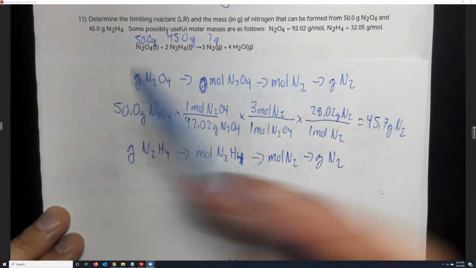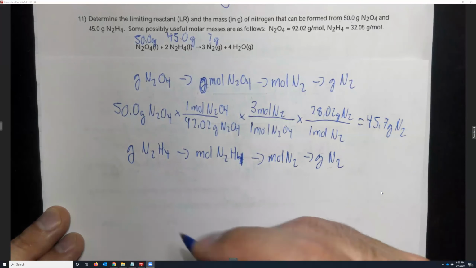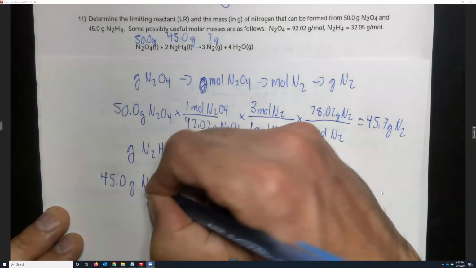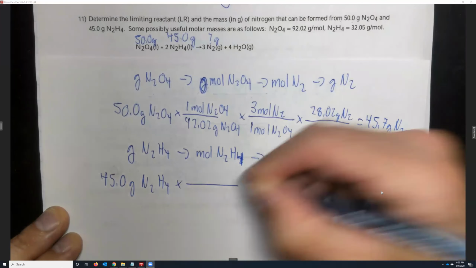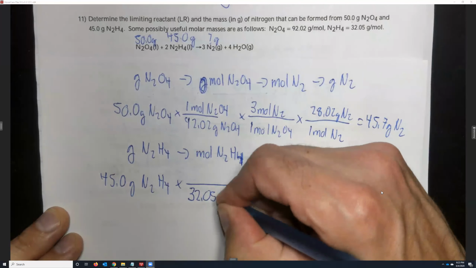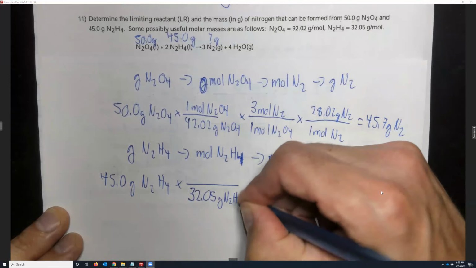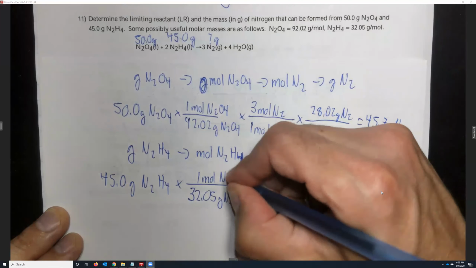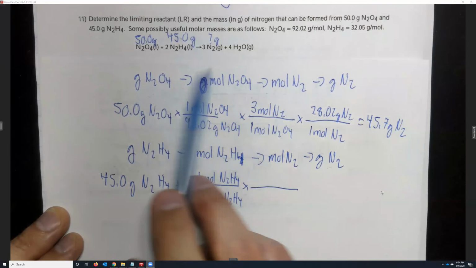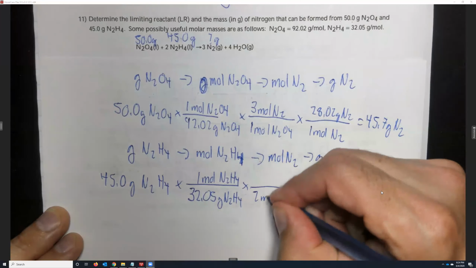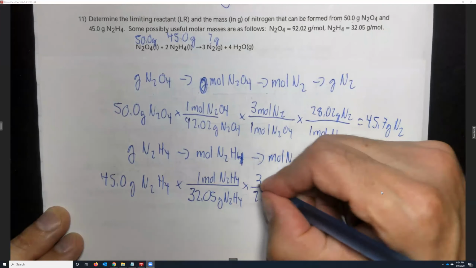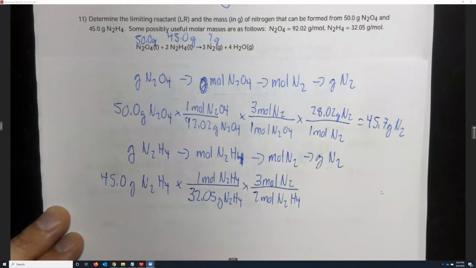So I'm just doing the exact same thing over, I'm just starting with the other chemical. And here they look the same, right? So it's a little bit confusing. So if we start with the 45.0 grams of N2H4 times, we want to convert it to moles, we need to use its molar mass, 32.05 grams of N2H4 on the bottom, and 1 mole of N2H4 on the top. Now I need to convert it to moles of nitrogen, balanced chemical equation. 2 moles of N2H4 on the bottom, and 3 moles of N2 on the top.